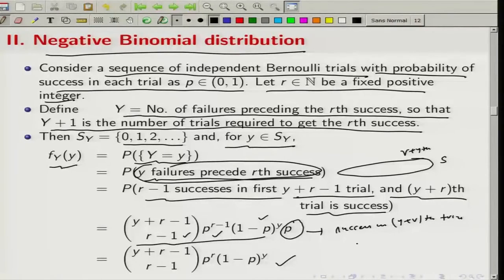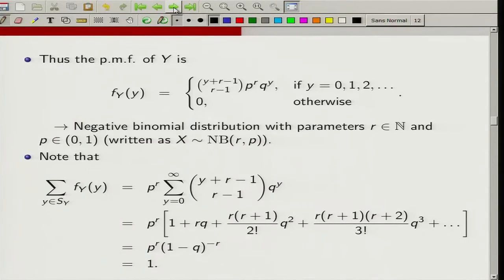So I have got the probability mass function of Y, which is the number of failures preceding the rth success. The probability mass function of Y is given by (y plus r minus 1 choose r minus 1), p to power r, q to power y, if y is 0, 1 and so on, and 0 otherwise. Here q is as usual 1 minus p. Now, this is a negative binomial distribution. It has two parameters, r and the probability of success in each trial, and we write this as X follows negative binomial with parameters r and p.